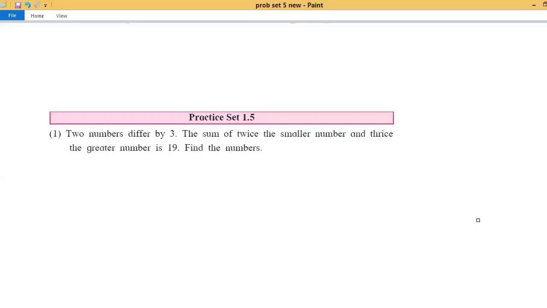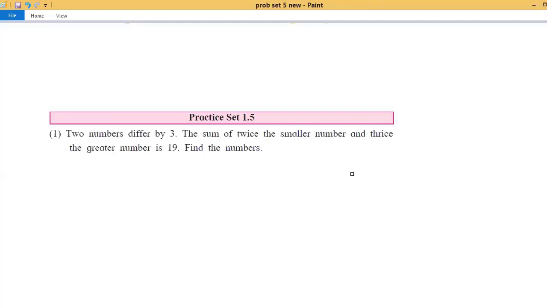Consider first problem from your practice set 1.5. The question is, two numbers differ by 3. The sum of twice the smaller number and thrice the greater number is 19. Find the numbers. So students, here we are going to find two numbers.